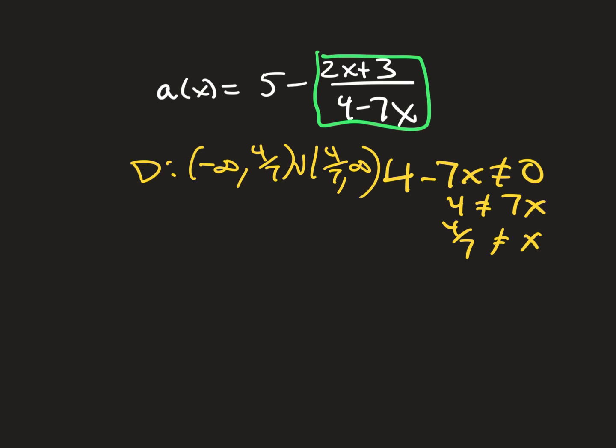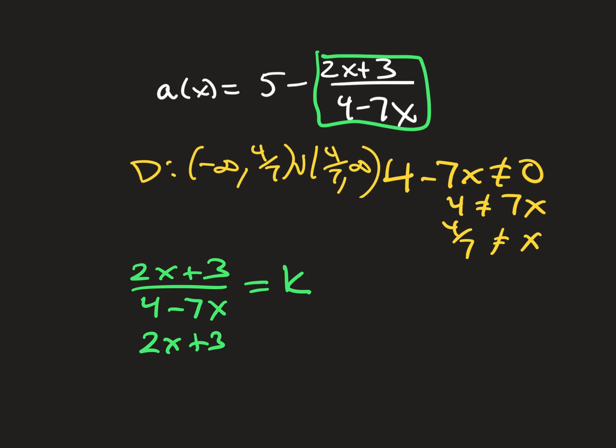So again, let's just take the fraction. And we do this when we have x to the first in both the numerator and the denominator. And I'm setting it equal to k to figure out what couldn't k be? When couldn't I solve this equation? So if I multiply both sides by 4 minus 7x, I get 4k minus 7kx.